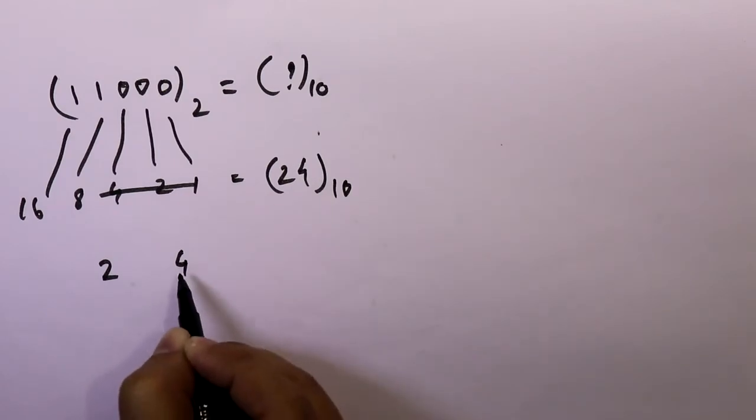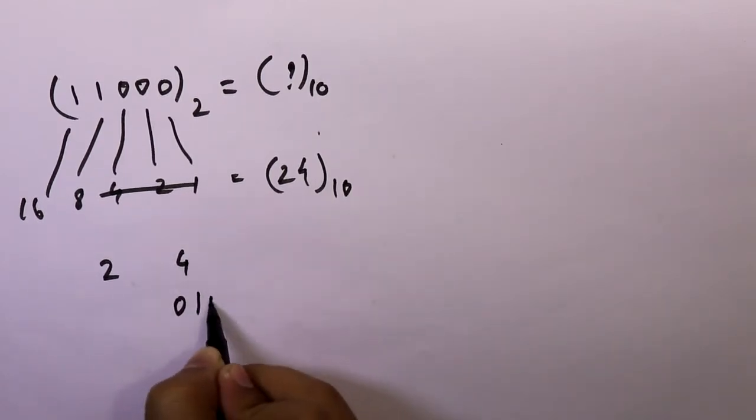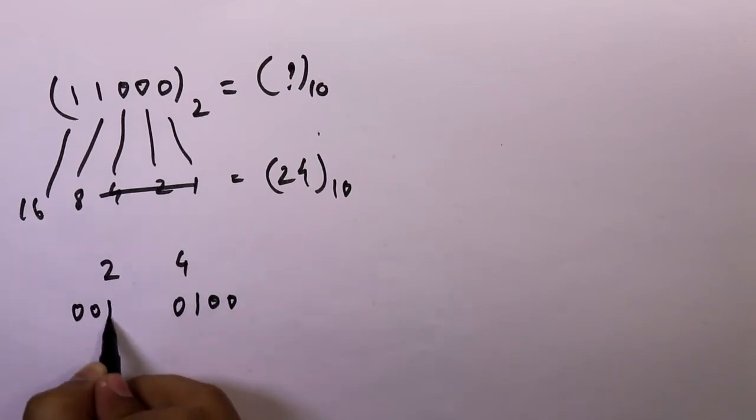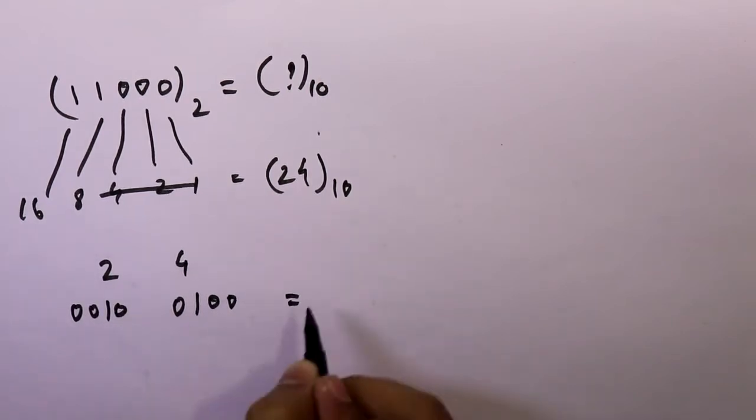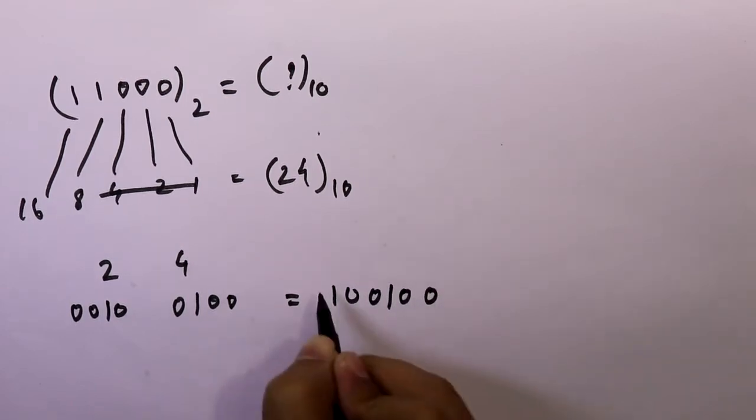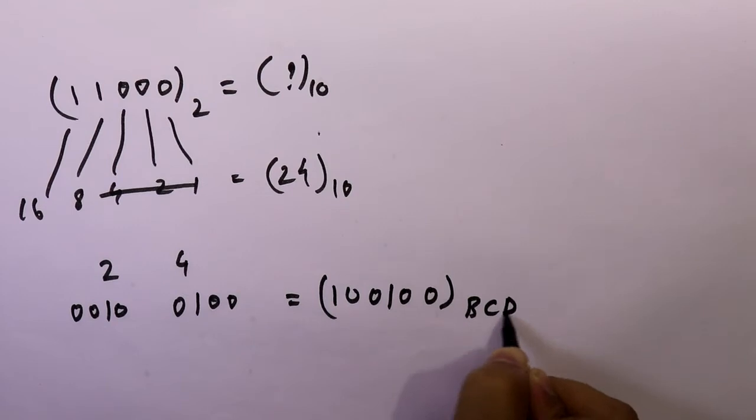The binary number of 4 is 0100, and in binary 2 means 0010. So just write it together: 100100. This is in BCD.